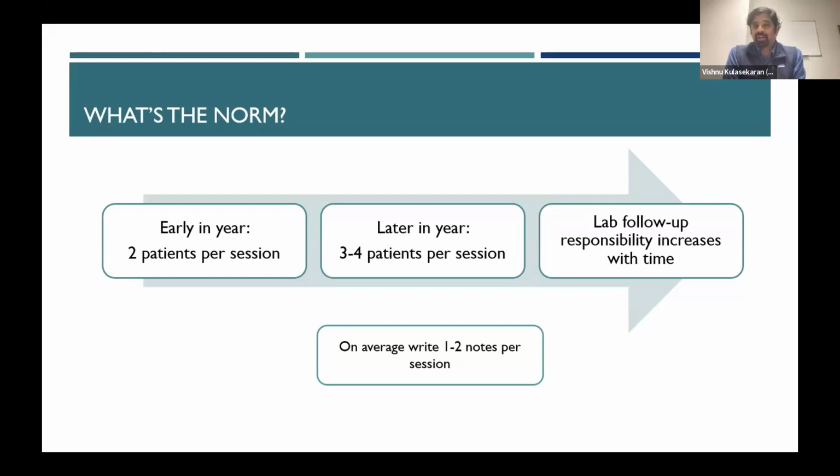We found that lab follow-up or some of those responsibilities really came a bit later in the year, typically halfway through the year, and really setting expectations of what you specifically want them to do for lab follow-up and making it clear.